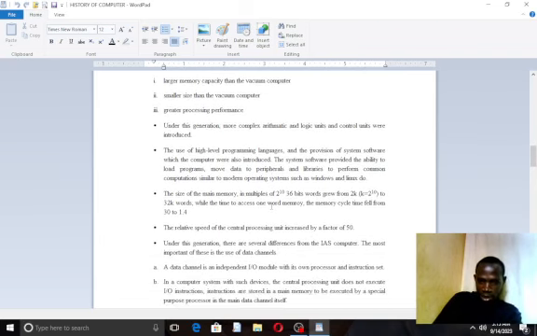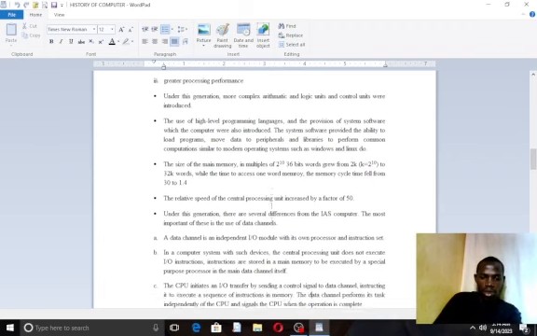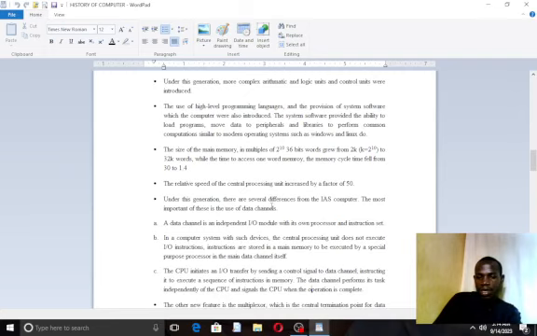Under this generation, there are several differences from the IAS computer, and the most important of these is the use of data channels. It was under this generation that data channels were introduced. A data channel is simply an independent input or output module with its own processor and instruction set.